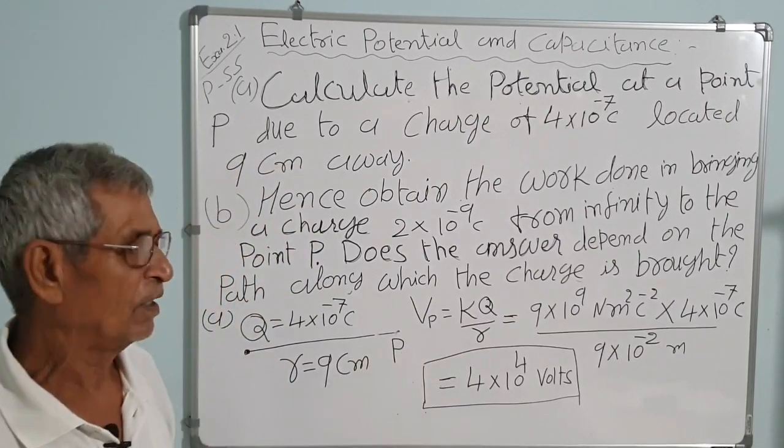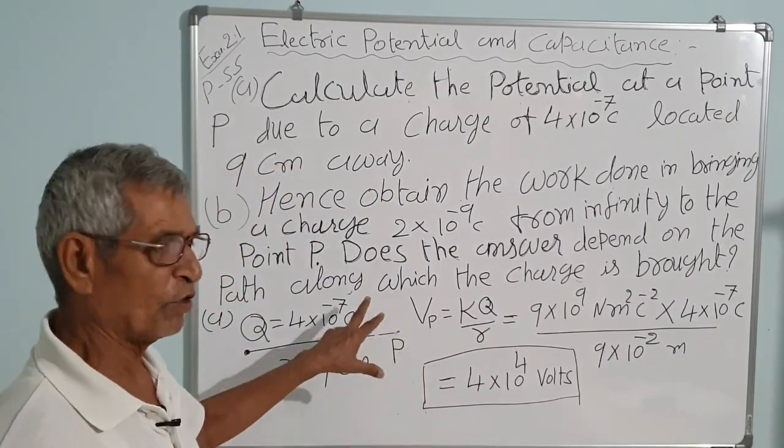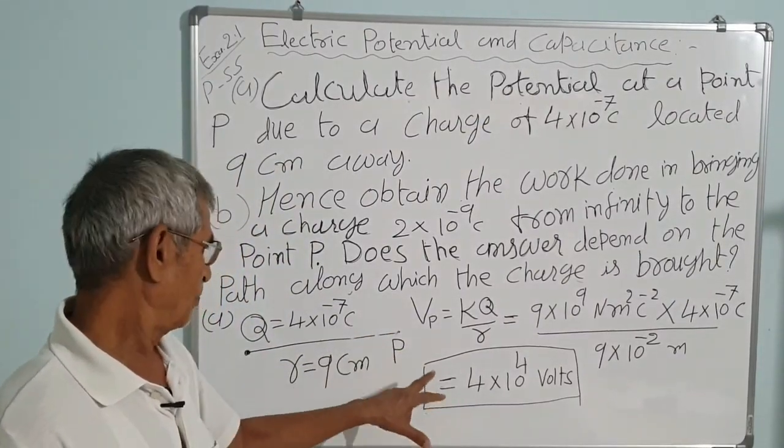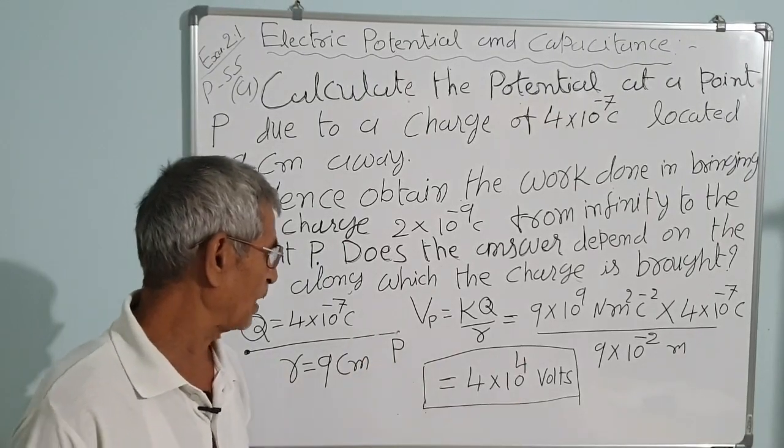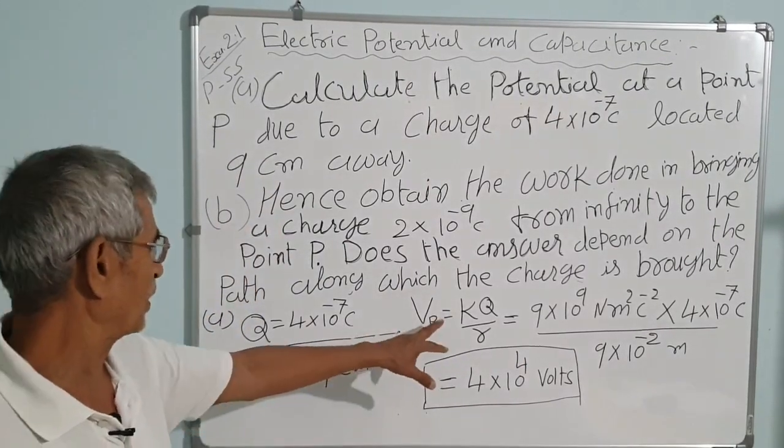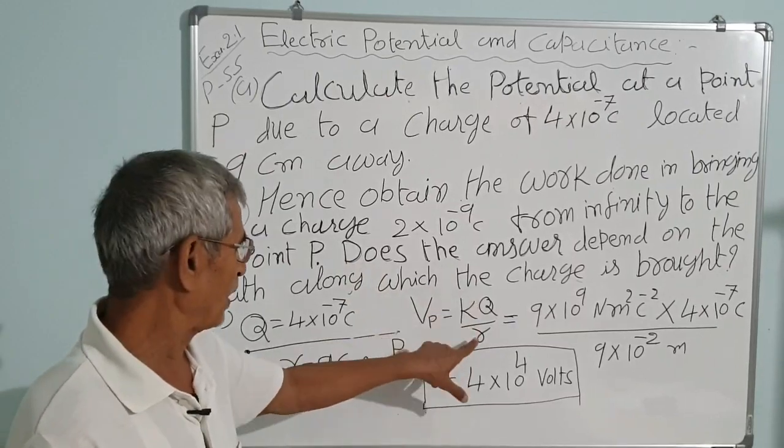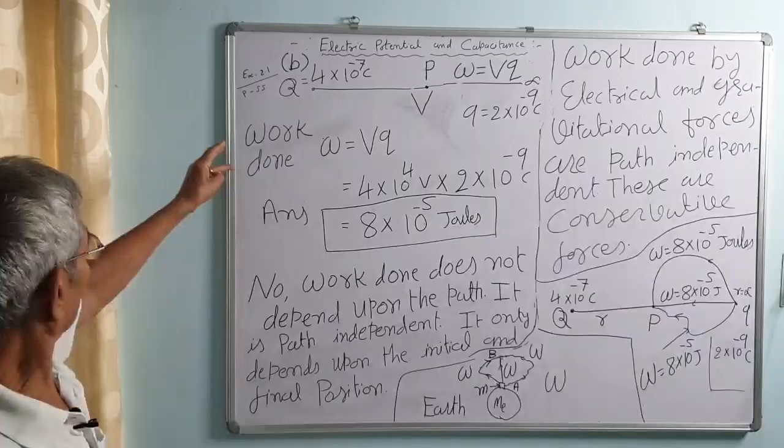Thus, the work done in bringing the unit positive charge to P is the potential, and the potential is equal to 4 × 10^4 volts. The equation is only kq/r. If q and r are given, potential can be computed.